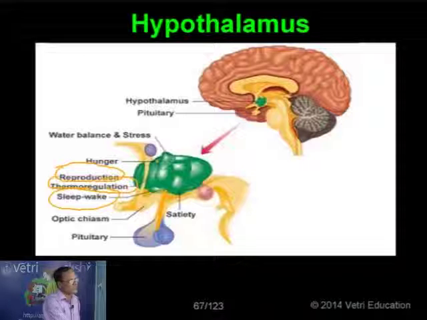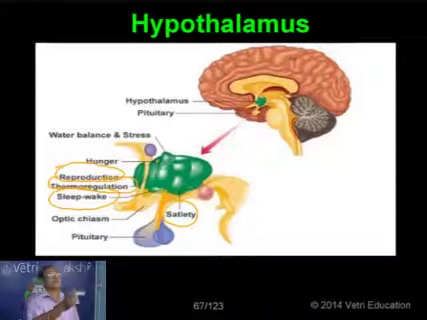Now this is the center for satiety. Once a person is feeling filled in the stomach and wants to stop feeding, that impulse or stimulus is given by this area, the satiety center.